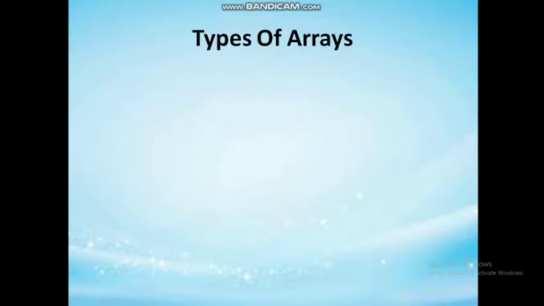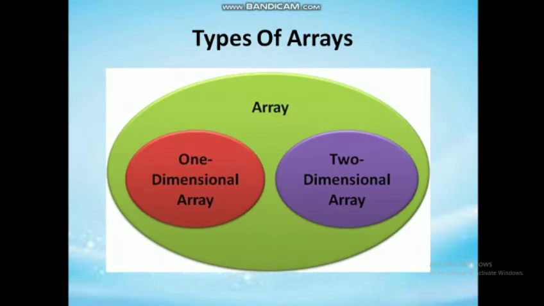Let us now see what the types of arrays are. Basically, there are two types of arrays: one-dimensional array and two-dimensional array. A one-dimensional array example is what you saw just before. That is, a single row will be there with contiguous memory, and you will have elements in that. And a two-dimensional array means it will be like a table which will have rows and columns.